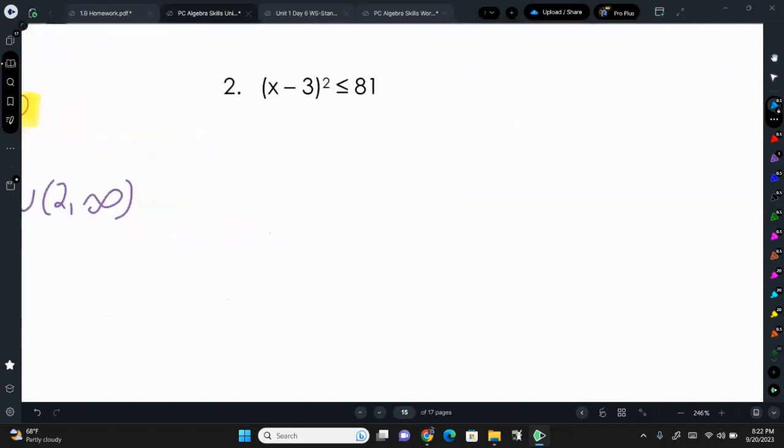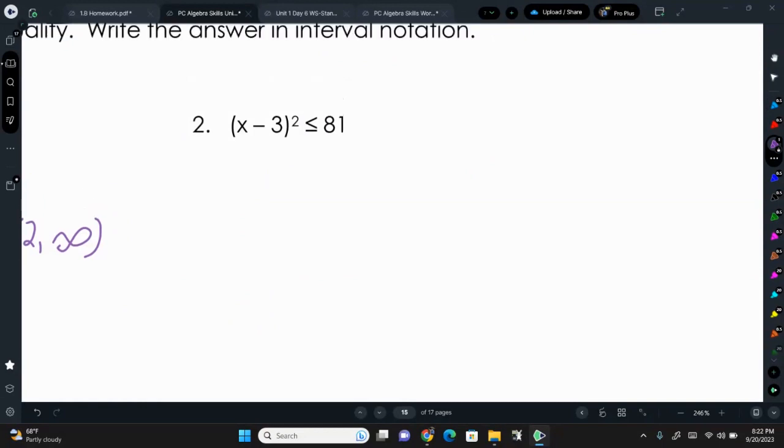All right, so then number 2, again, it may be very tempting just to square root both sides, but to get it in standard form will make life easier. So we're going to FOIL that out using the shortcut for a perfect square trinomial. So it's going to be x squared minus 6x plus 9 is less than or equal to 81. Subtract 81 from both sides. X squared minus 6x minus 72 is less than or equal to 0.